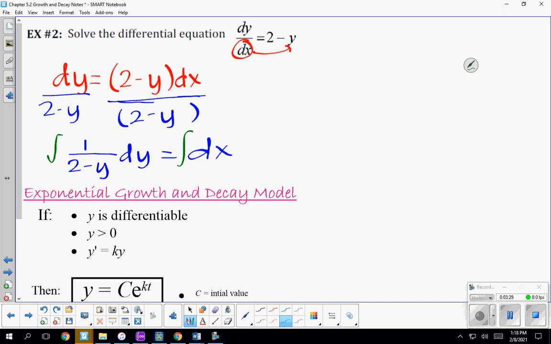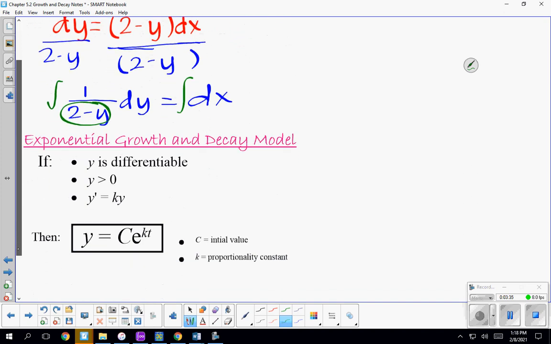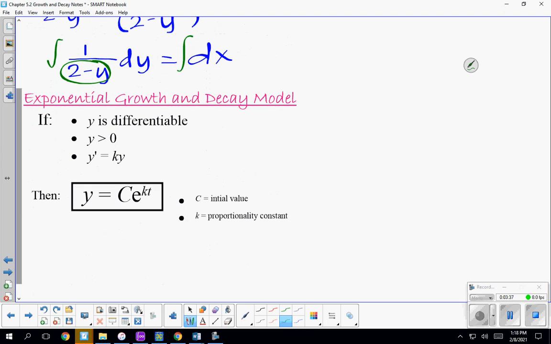The reason we're skipping is you would have to use u substitution here, and it just takes time to do all that. So the important part of this video, which is why it's in this box, is this formula here, y equals ce to the kt power. This is the formula for continuous exponential growth and decay that's always compounding continuously. So maybe you remember this from last year. I think last year you called it PERT.